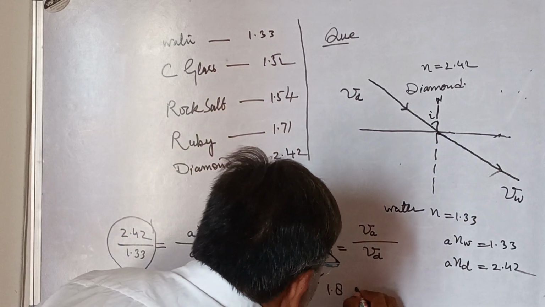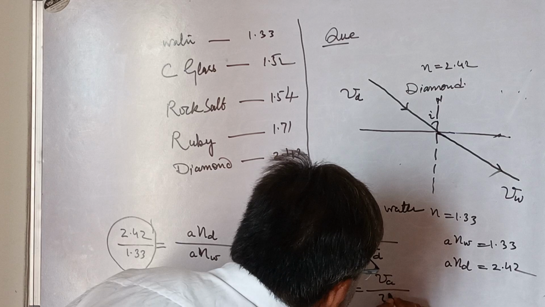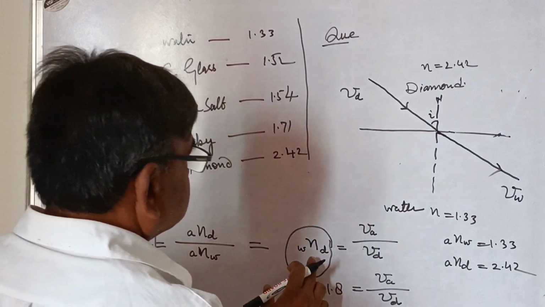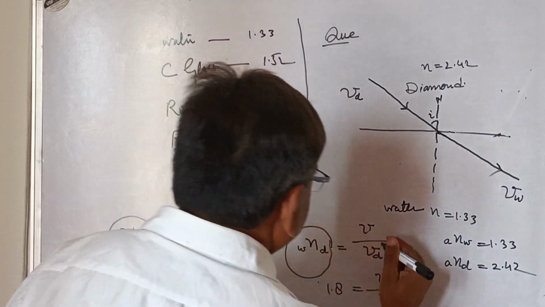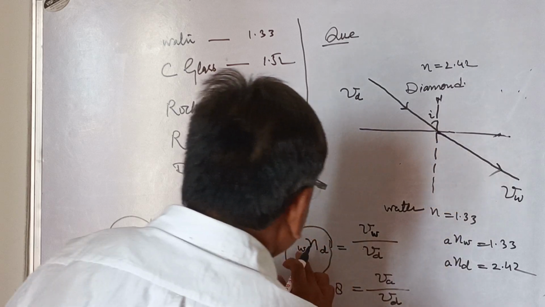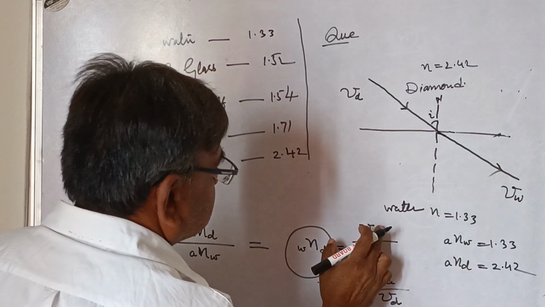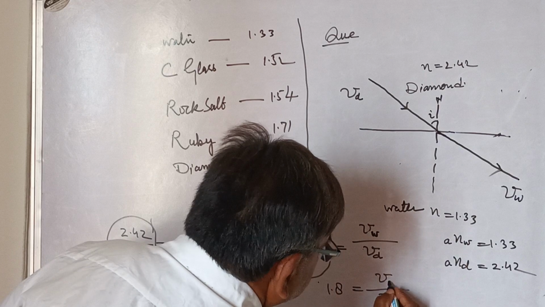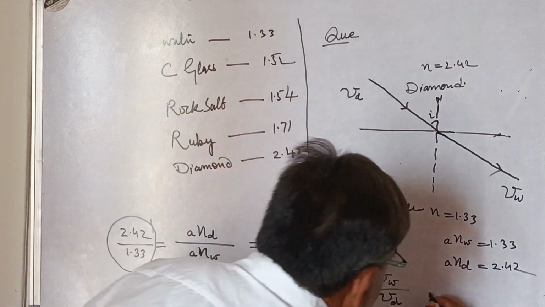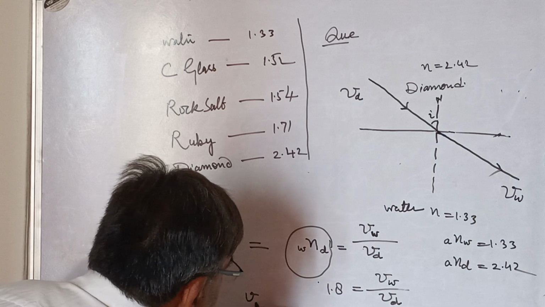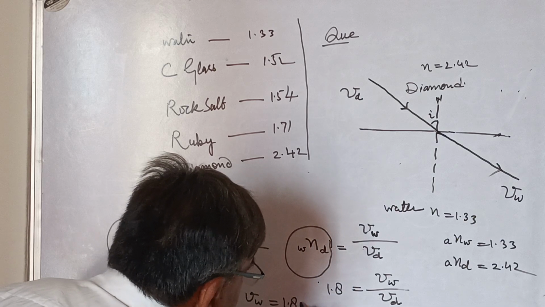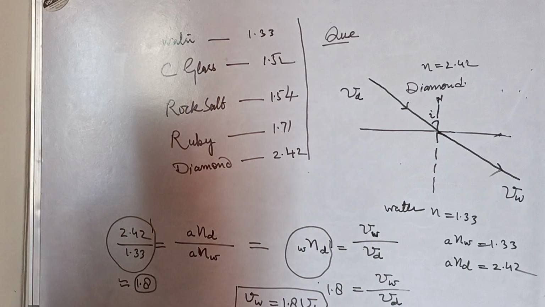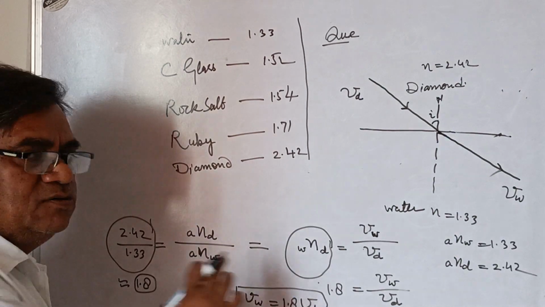So 1.8 will be v_W divided by v_D. No, not v_A, v_W. Since it goes from W to D, the first medium velocity, v1 by v2, is v_W by v_D. So v_W, the velocity of light in water, is equal to 1.8 v_D. The velocity of light in water will be 1.8 times that in diamond.